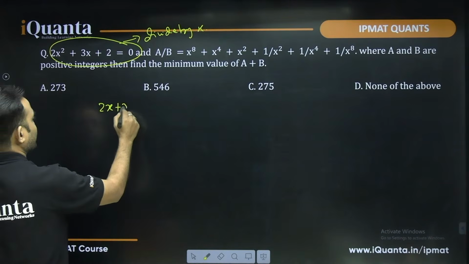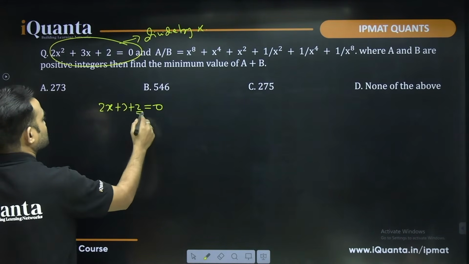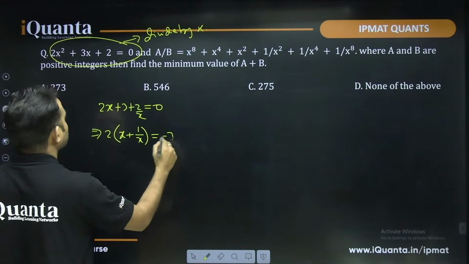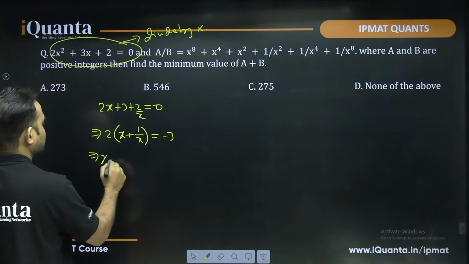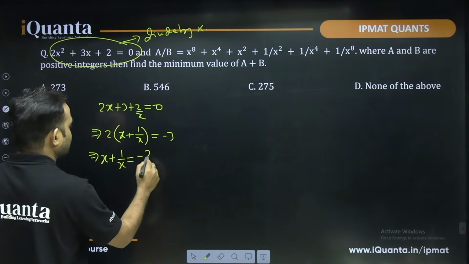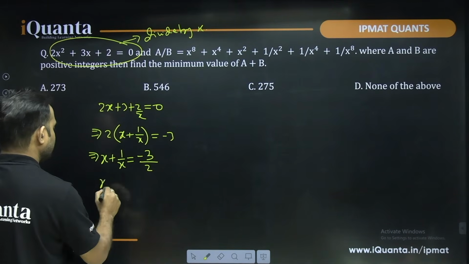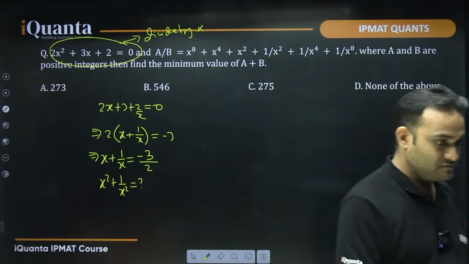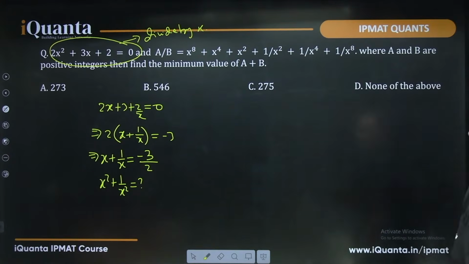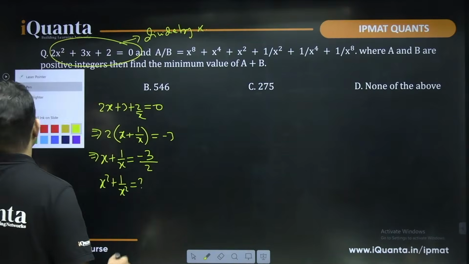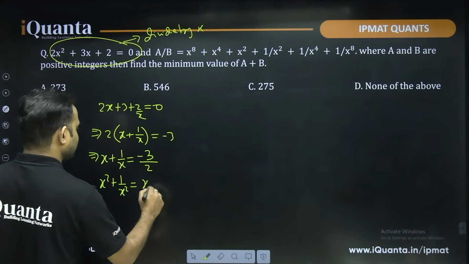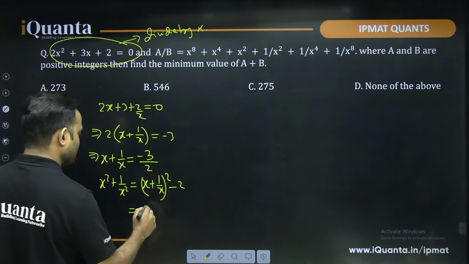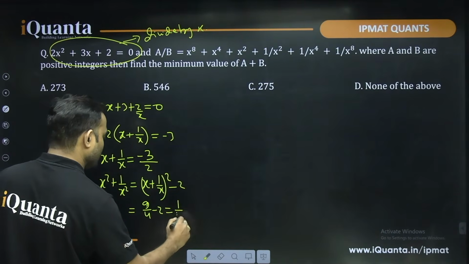2x plus 3 plus 2 is equal to plus 2 by x, and 2 times x plus 1 by x is equal to -3, and x plus 1 by x is equal to minus 3 upon 2. Can you find x square plus 1 by x square? What will be x square plus 1 by x square? That is nothing but x plus 1 by x whole square minus 2. So that will be equal to 9 by 4 minus 2, which is equal to 1 by 4.